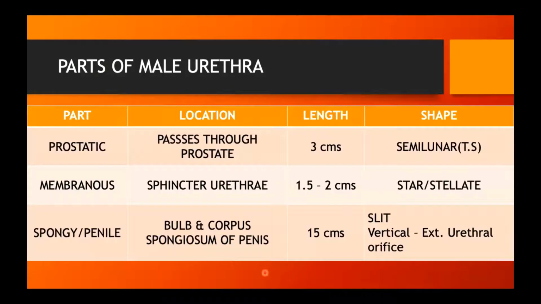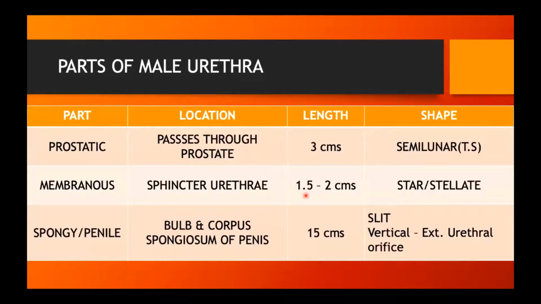The penile urethra is also having two parts, that is the bulbar as well as the penile part. The prostatic part is having a length of 3 centimeters, and in transverse section it looks semilunar. Whereas the membranous urethra is actually traveling in the sphincter urethrae, in the pelvic diaphragm. It is having a length of around 1.5 to 2 centimeters, and in transverse section we can see it as star shaped or stellate shaped.